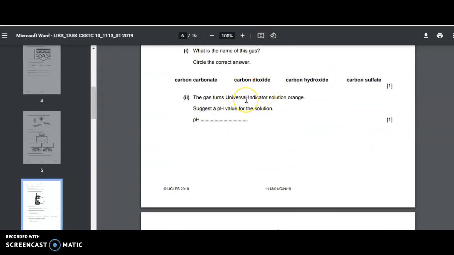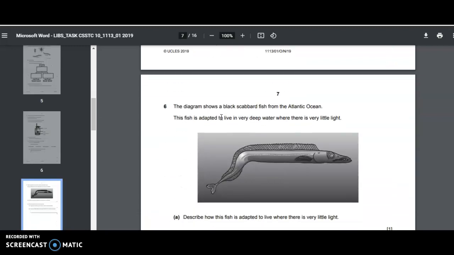Universal indicator is going to have yellow, orange, red tint when it is an acid. Don't write acid. You need to write 3 to 6. You need to be specific.